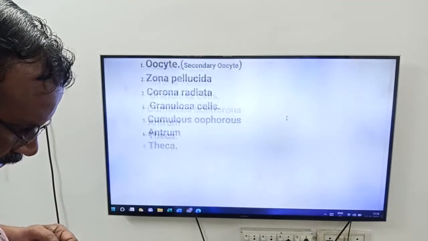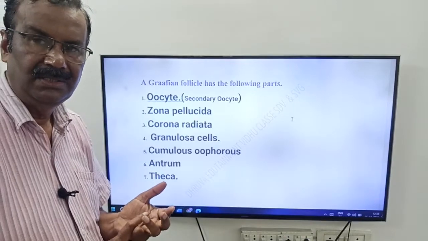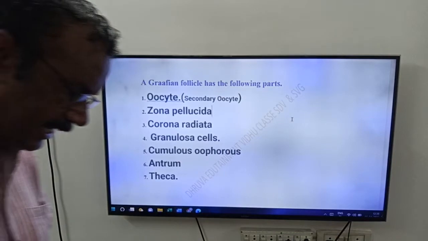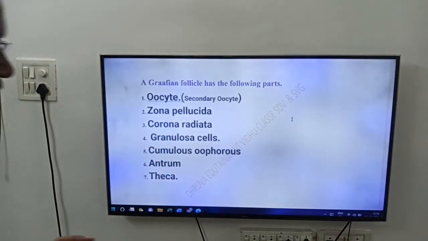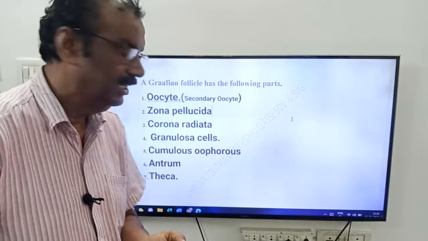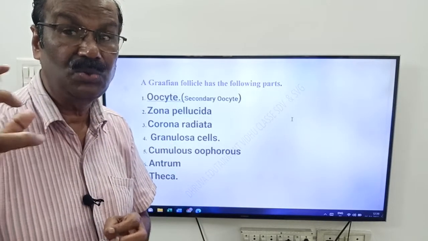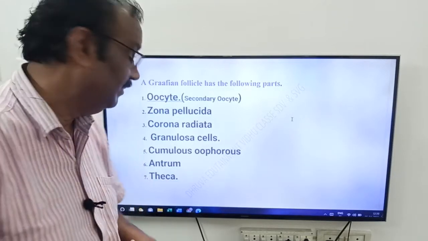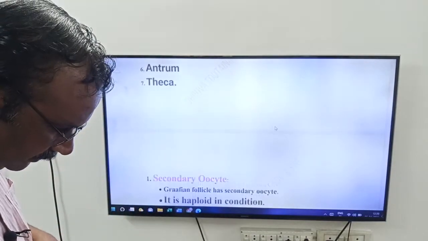Once again, friends, what are the parts of the Graafian follicle? Oocyte, zona pellucida, corona radiata, then granulosa cells or membrana granulosa, next cumulus oophorus, antrum and theca. Now we'll take them one by one, friends.